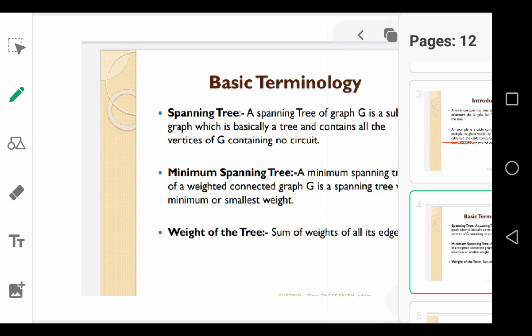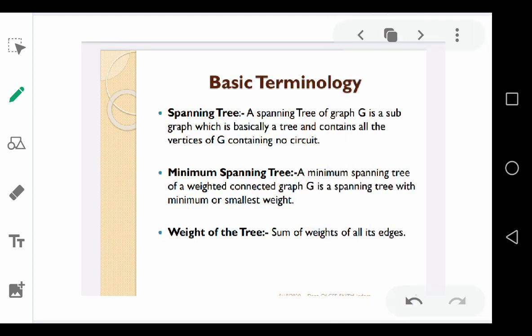If I am technically talking about what is a spanning tree, a spanning tree of a graph is a subgraph which is basically a tree, and it contains all the vertices of the graph containing no circuit. The circuit should not be there. All the vertices of the graph should be there, but with the minimum cost.